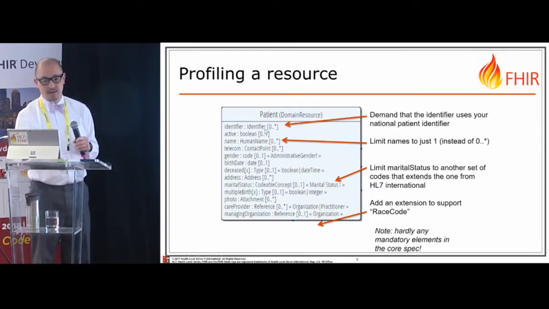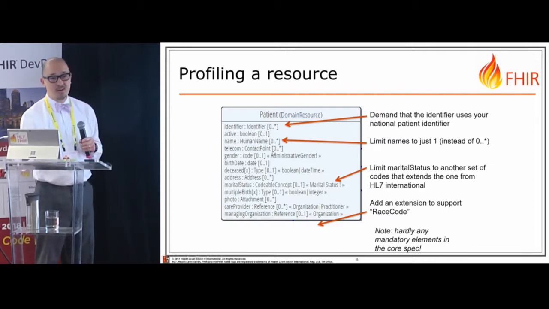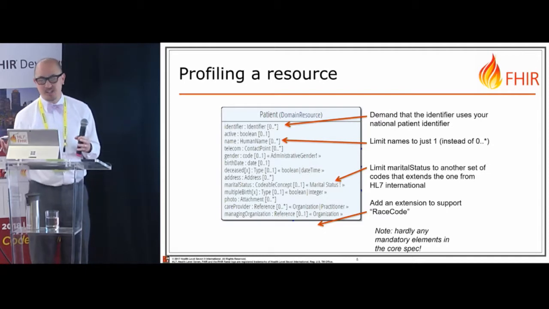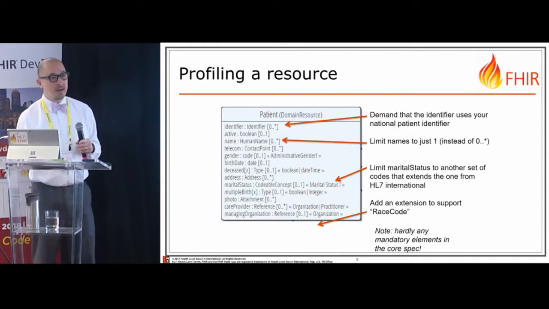So we have identifier here, and for this patient it has 0 to many. Almost everything in patient is 0 to many, which means it's really flexible and you can create a valid resource, but it may contain no useful information. And so what we do then is constrain it down.